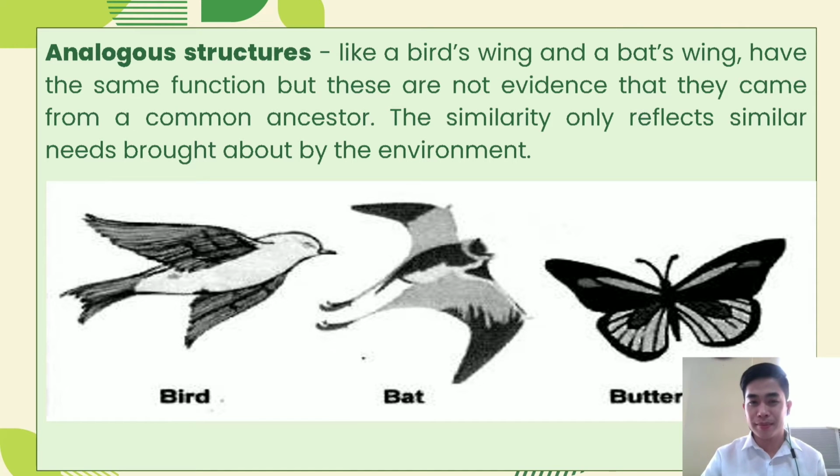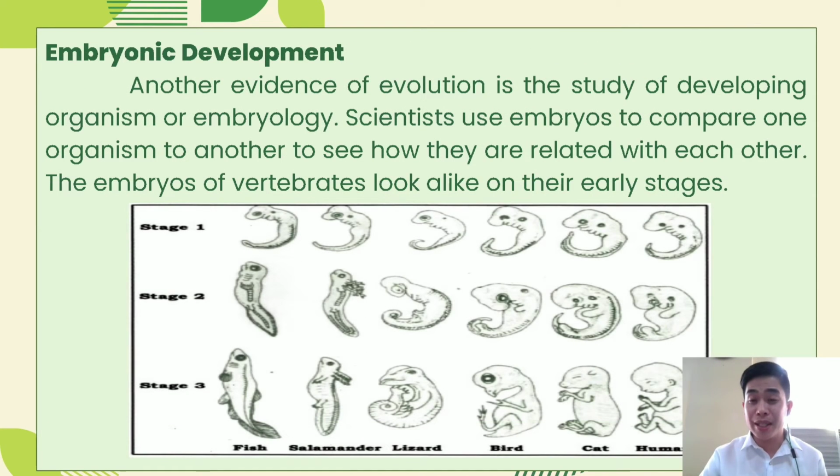Embryonic development. Another evidence of evolution is the study of developing organisms or embryology. Scientists use embryos to compare one organism to another to see how they are related to each other. The embryos of vertebrates like the fish, salamander, lizard, bird, cat, and human look alike in their early stages.